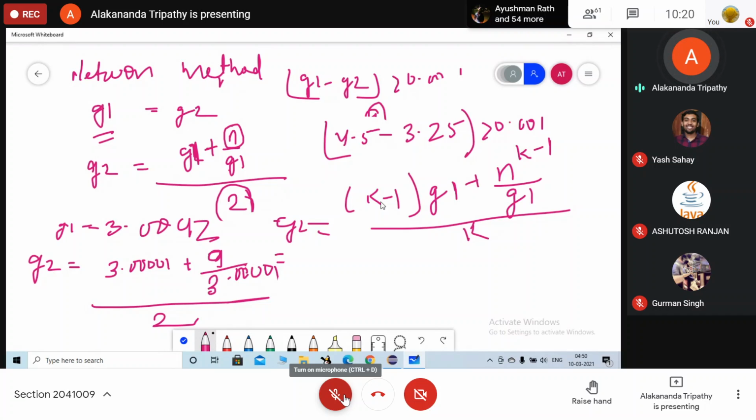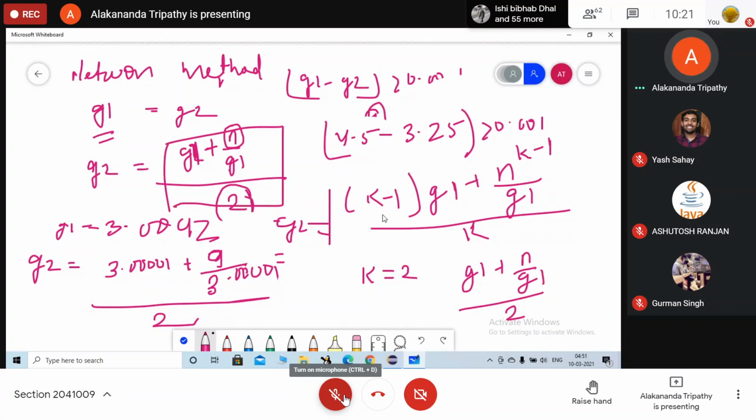See, for the square root, what was put here? If my k value is 2, then what will this become? What is the formula? G1 plus n by g. This is what comes, right? This value. Okay, so in order to compute the nth root, instead of this particular one, we are going to put this formula. Are you clear?